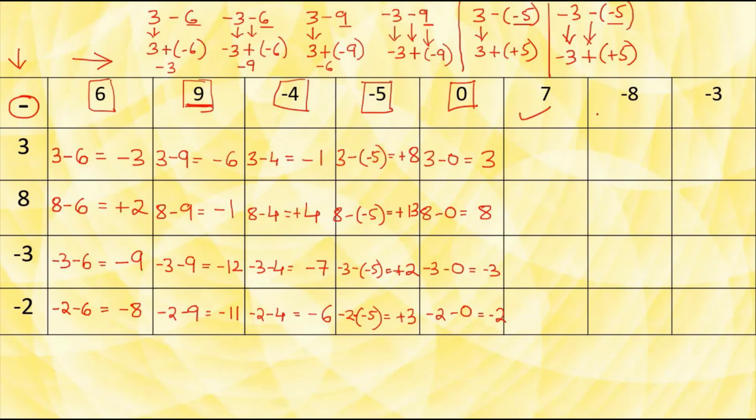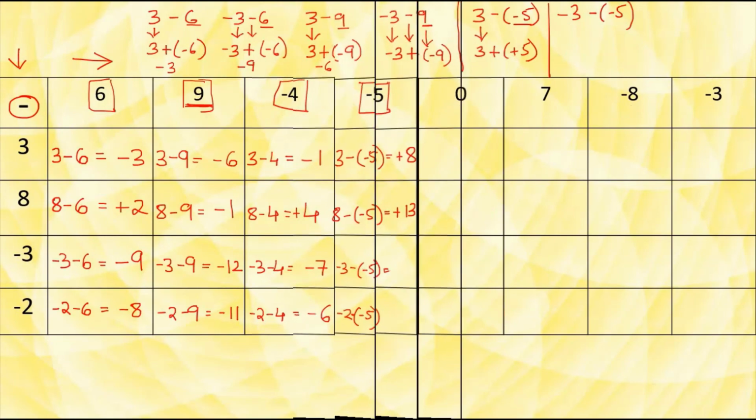The last 3 columns which we have, 7, minus 8 and minus 3. We have already done such kinds of negative number sums and positive number sums here for 9, minus 4 and minus 5. So these 3 columns, the last columns, are supposed to be done in the same way. So you all do it for homework. Okay, we will discuss it in the next class.